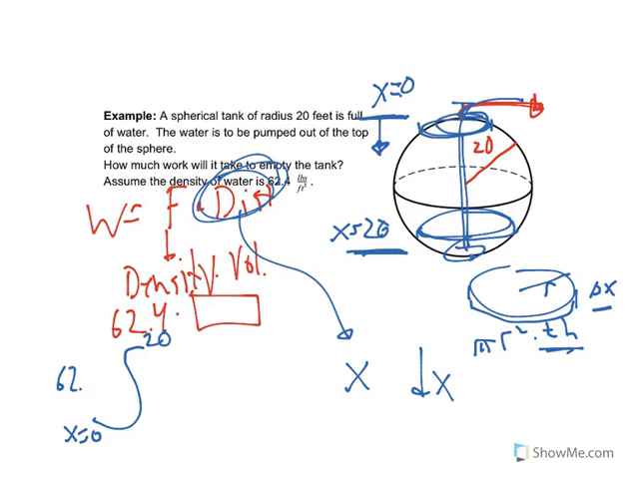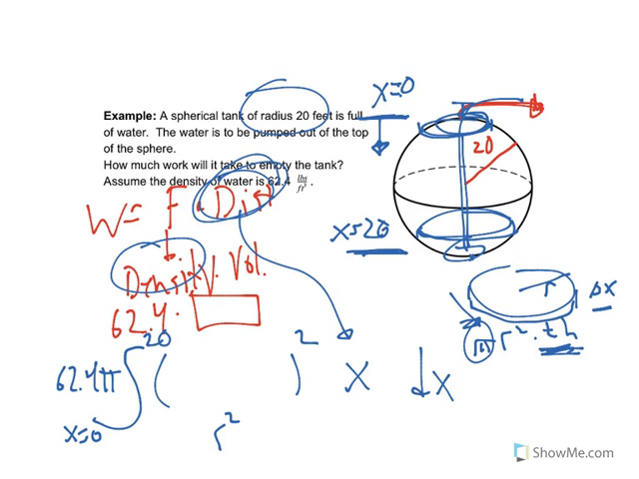I'm going to take this 62.4 and put it out front. That's constant. That's the density. And I'm going to take this pi and pull it out front as well, because that's also constant. So I've got my density, I've got my distance, I've got my thickness. I just need to figure out a relationship for the radius squared. You might think, oh, the radius is 20, let's just put 20. But is that true? Is the radius constant? Is the radius 20 the whole time we move down this sphere?